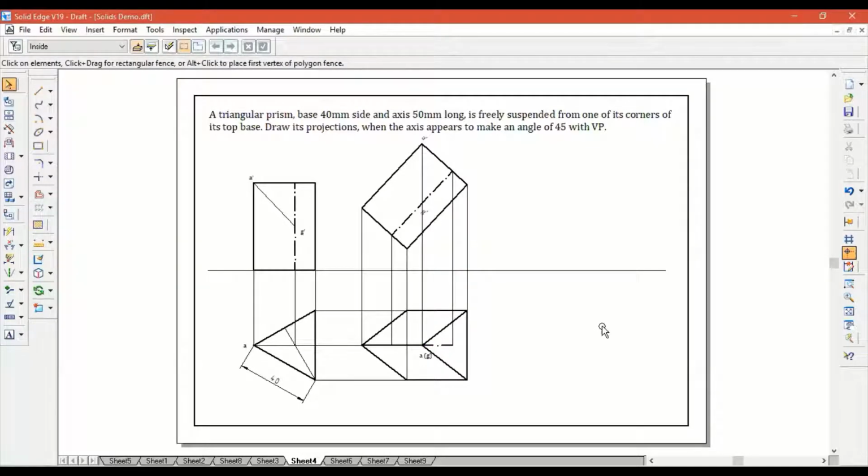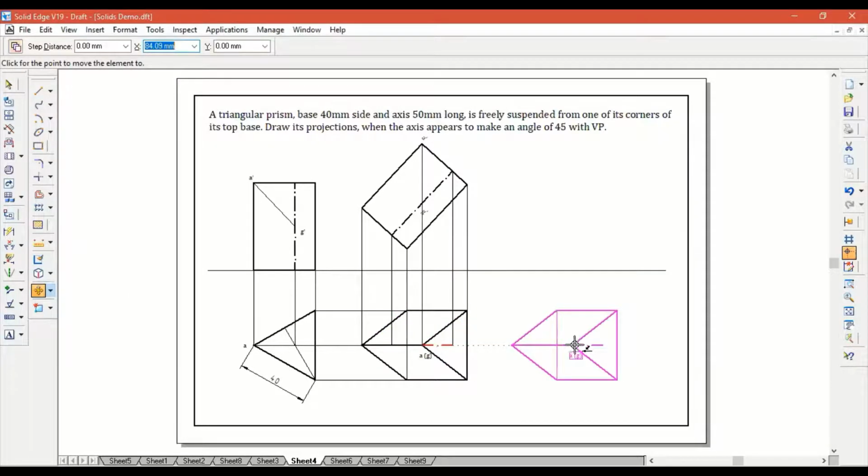So the next portion of the question is that the axis appears to make an angle of 45 degrees to the vertical plane. So all I need to do is, just like the previous problem, select the whole thing, and then move it to the next stage, and then rotate.